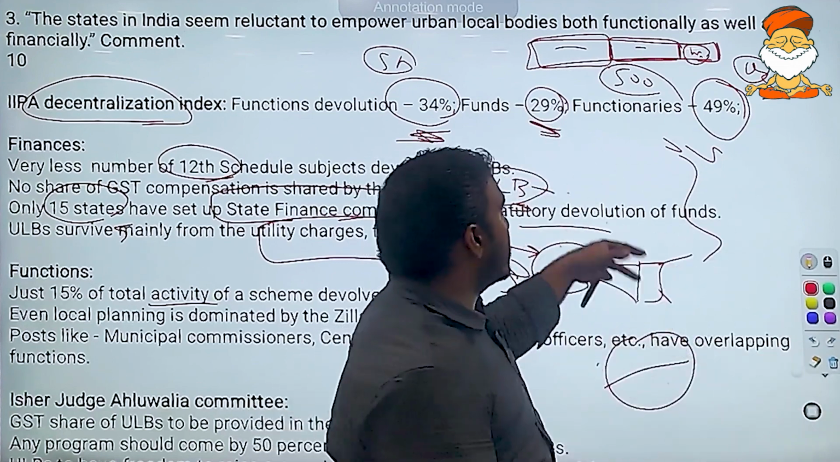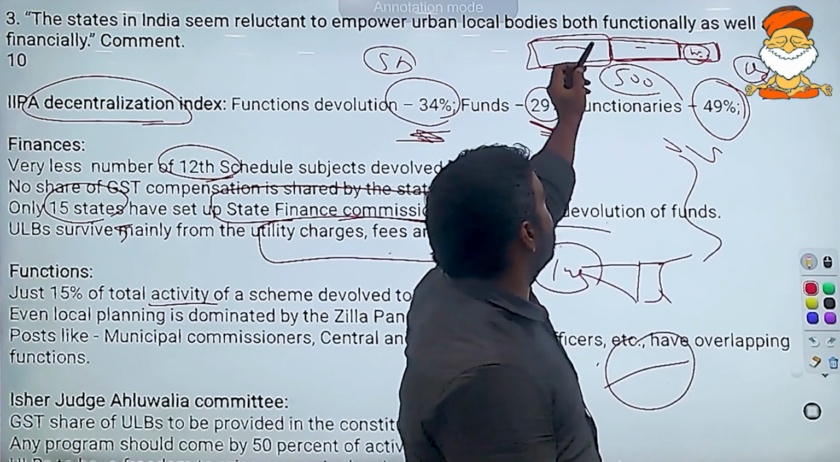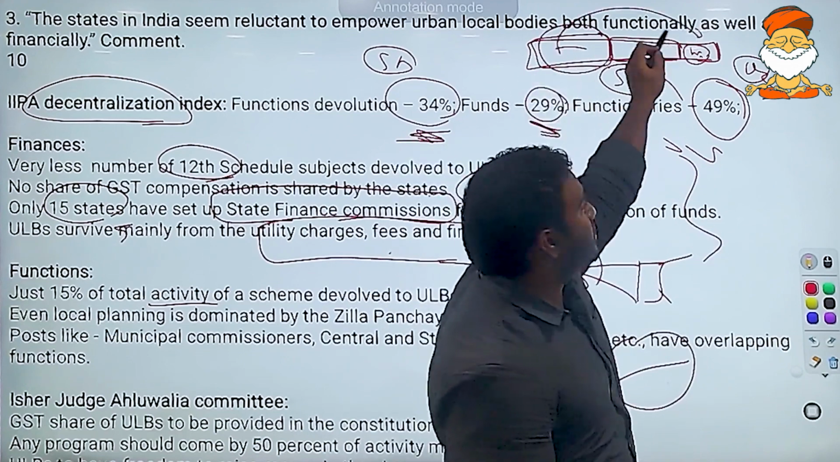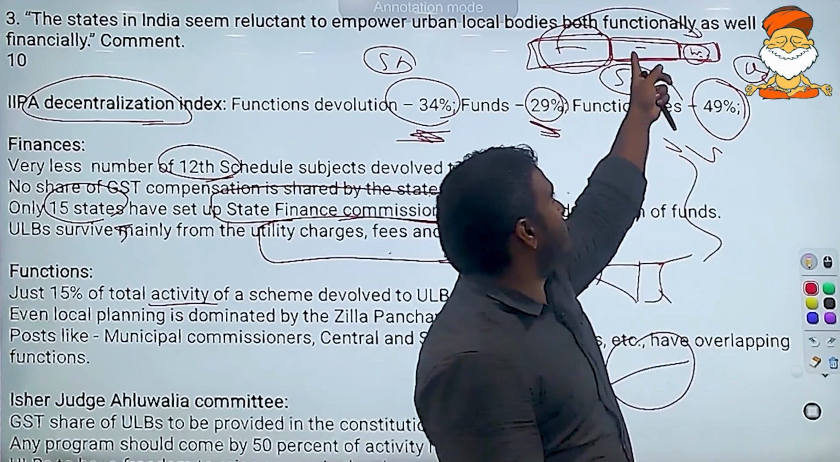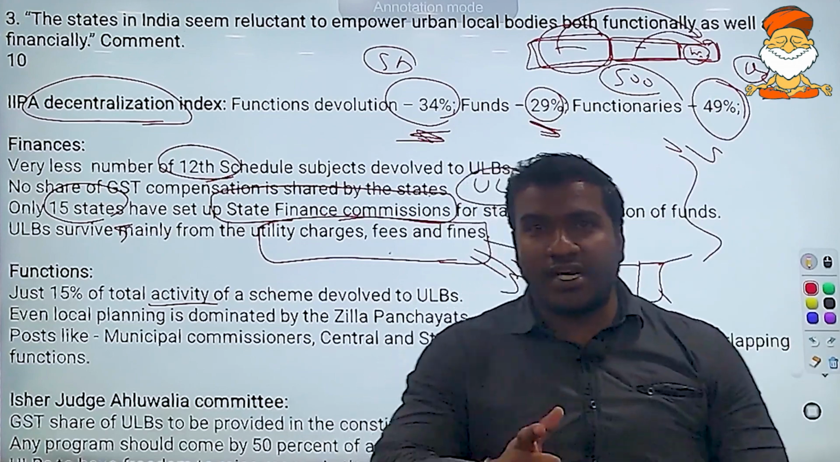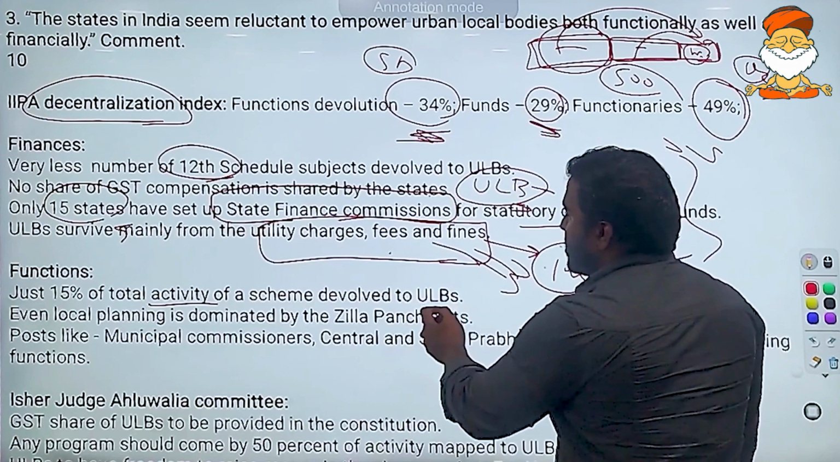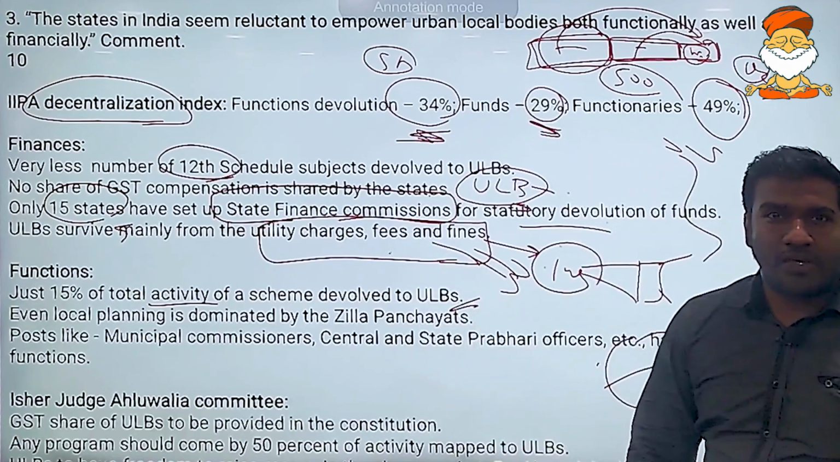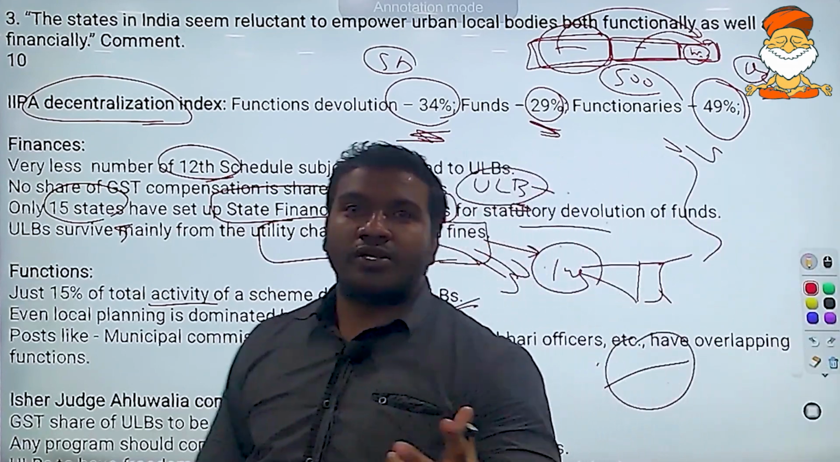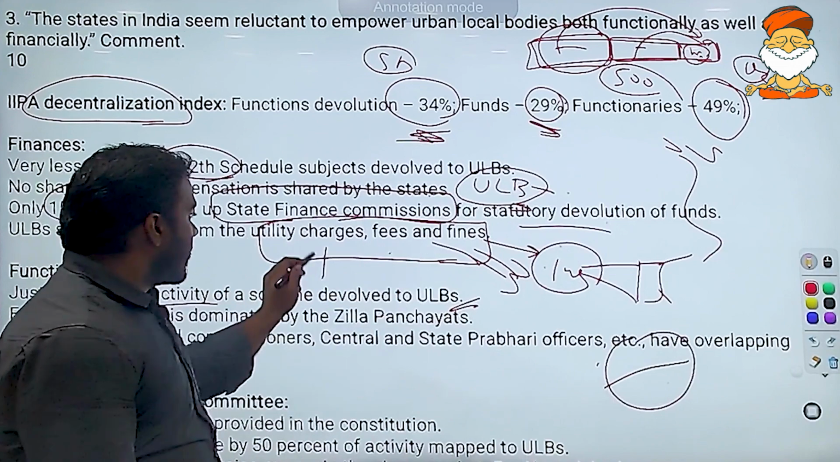When tied grants come, the center pushes something with that tag, and even the state pushes with its own tag. So tied grants are once again an issue of finance, and also an issue of functionaries, because now we don't have autonomy to do anything. So you can add tied grants also here.